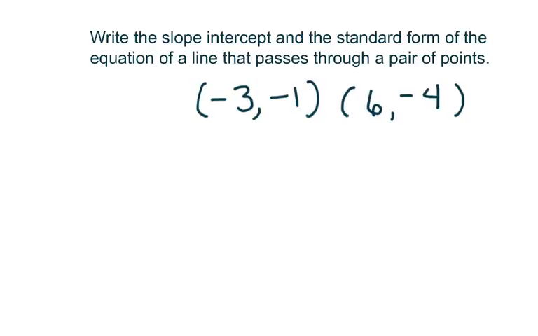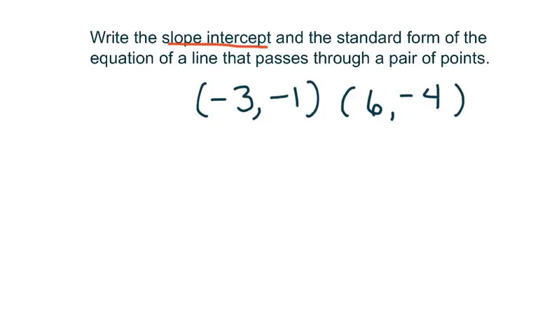Hi everyone. We're going to write the slope-intercept and the standard form of an equation of a line that passes through a pair of points. We did this before, but we used the point-slope form. This time we're going to use the slope-intercept form. I'm not going to graph this. We'll graph some equations in the next video.